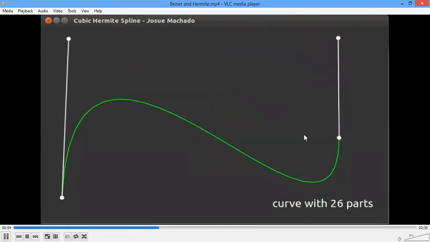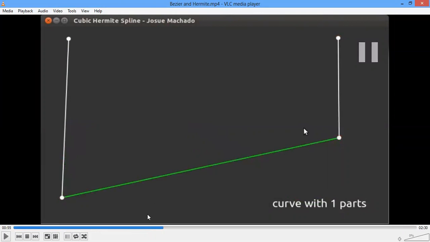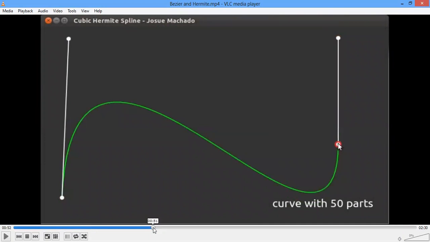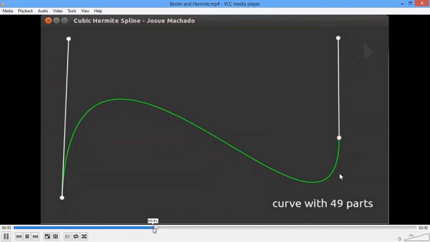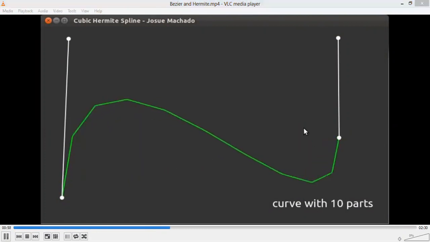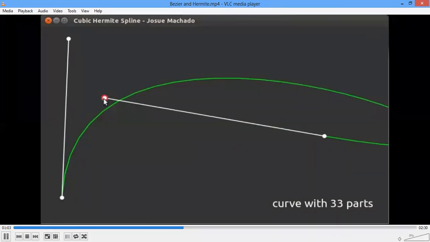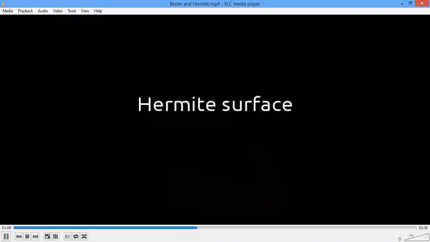But now, as we decrease the curve parts, we can see that the smoothness of the curve is going to decrease. Here we can see, as it is for 14 parts, it's made up of small straight lines, which is not going to appear as a smooth line. So the more parts there are, the finer and smoother the curve is going to be, right?